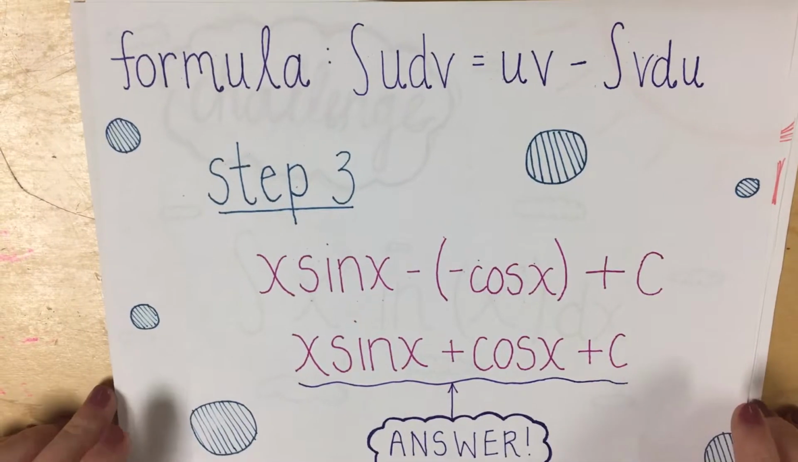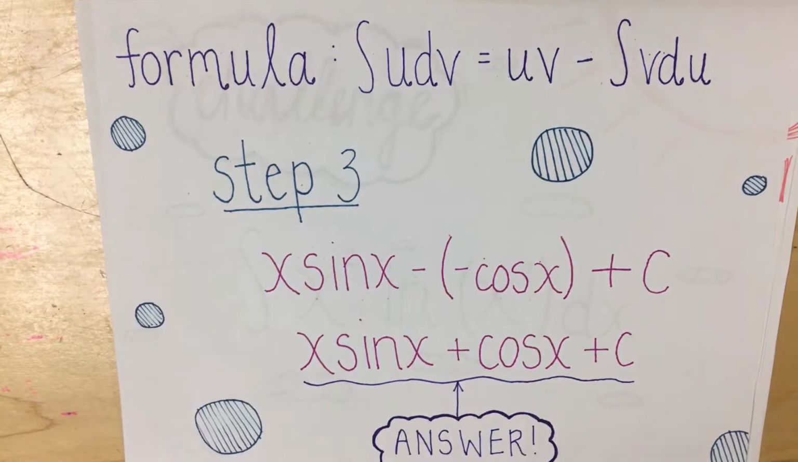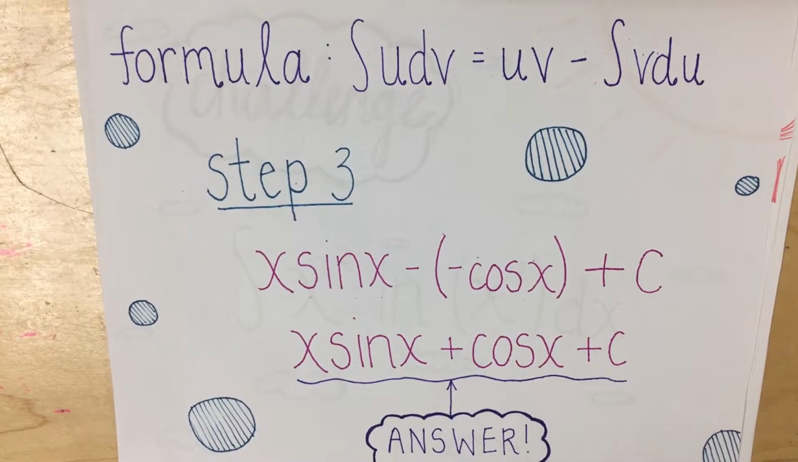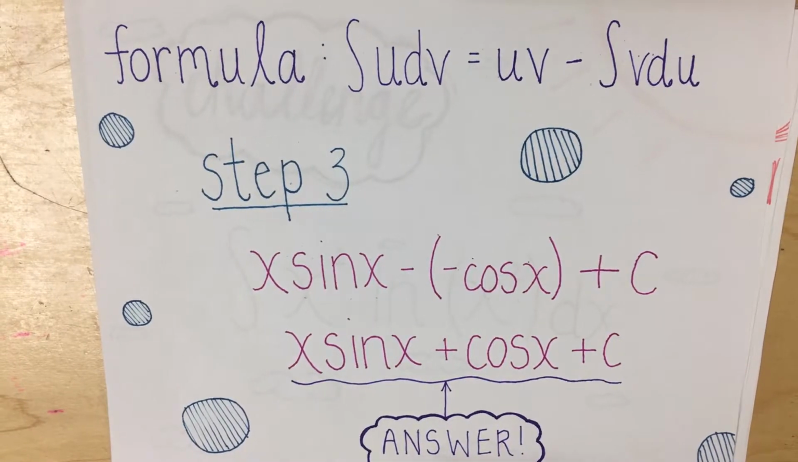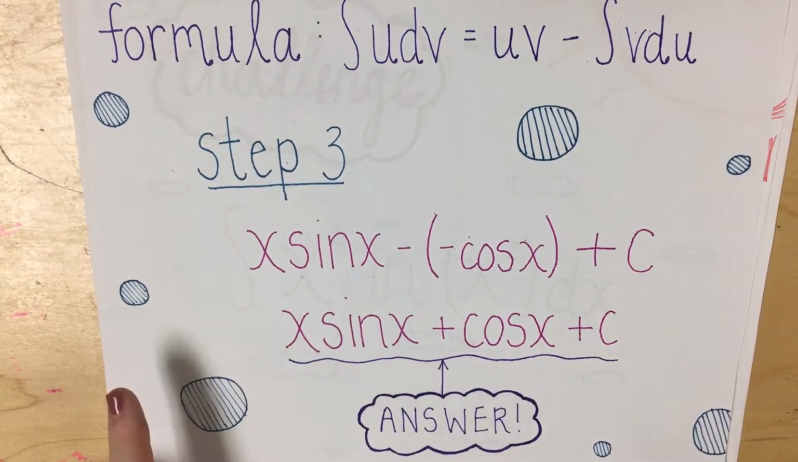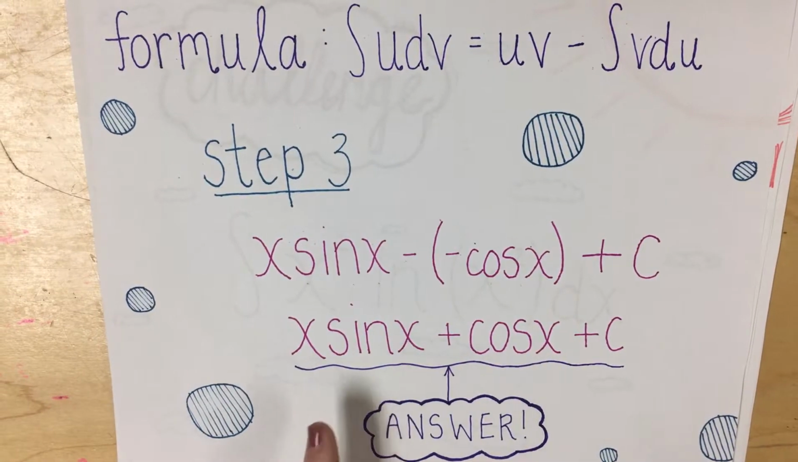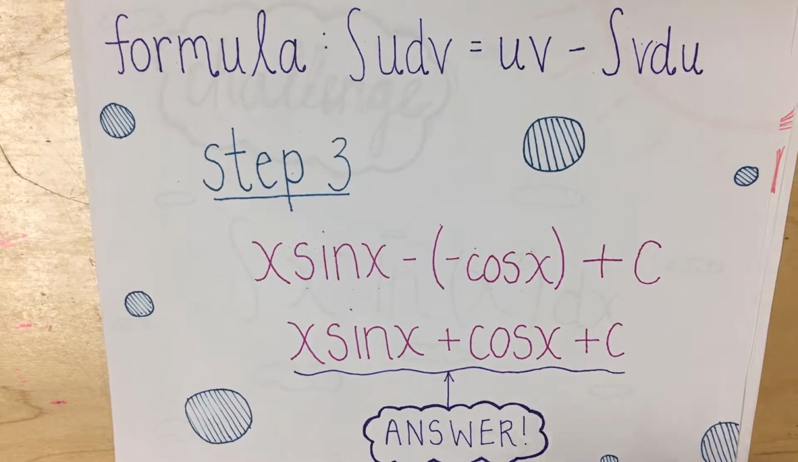So our final step is to simplify that integral and find the antiderivative of it. And the antiderivative of sine of x is going to be negative cosine x. And don't forget to add that plus c because it is an integral that's not going from a specific number to another specific number. So x sine x plus cosine x plus c is going to be your final answer.